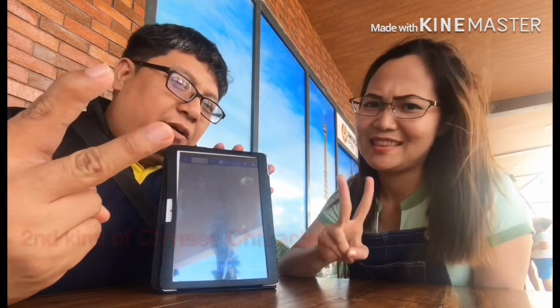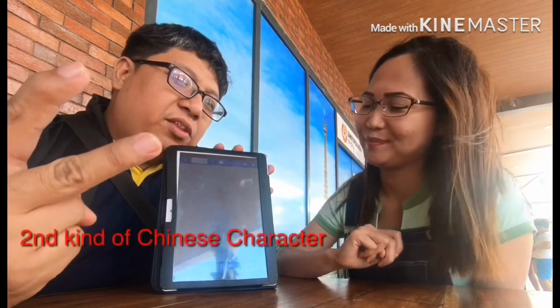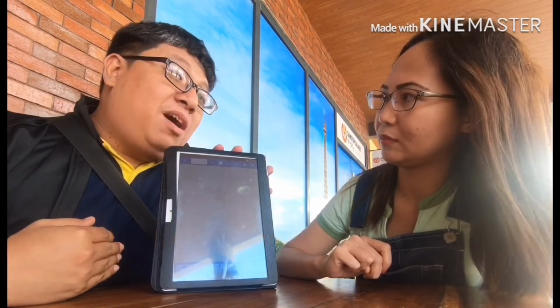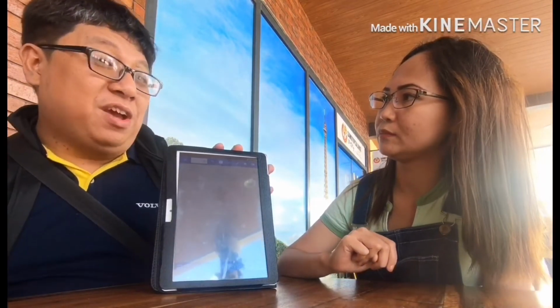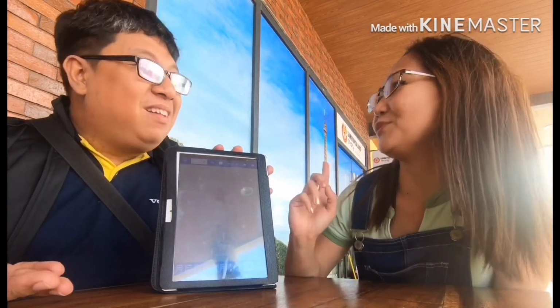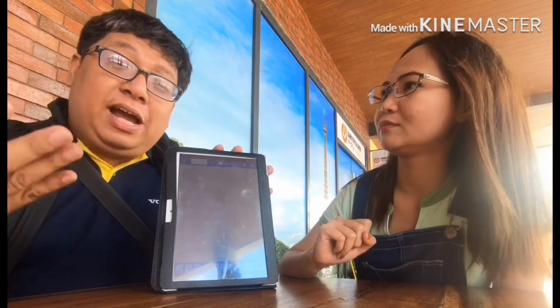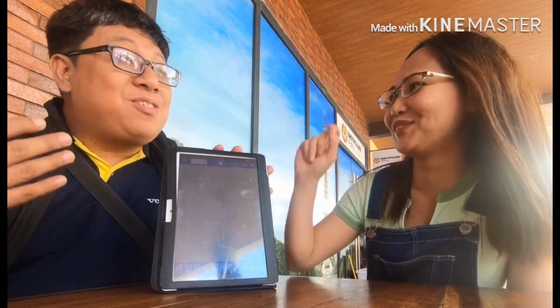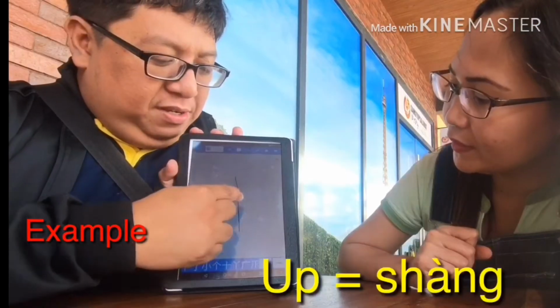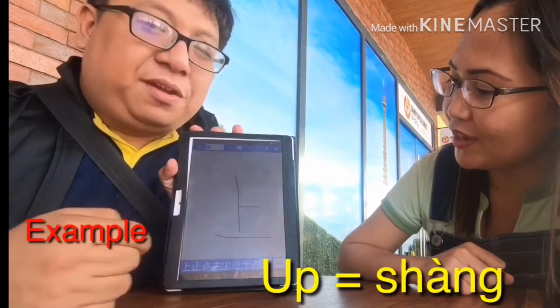Second kind of Chinese character are ideographs. Pictograms are the pictures of things. But what if the thing has no physical appearance? Ideograph, from the word idea. It's an abstract concept. So there are characters that are hard to draw. Idea, it's impossible to draw. Yeah. That's 1, 2, 3.